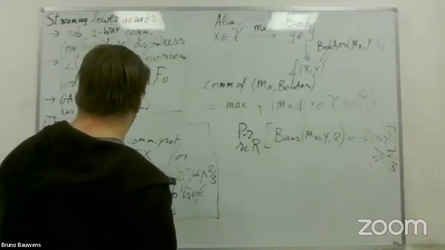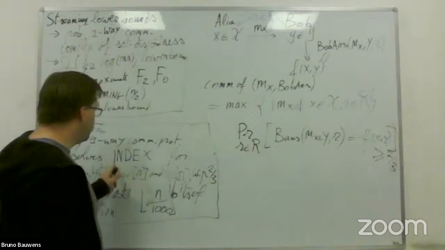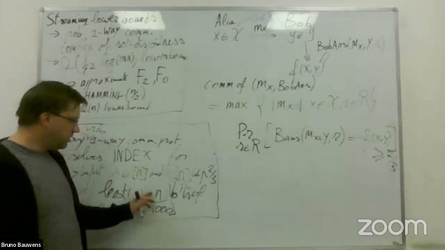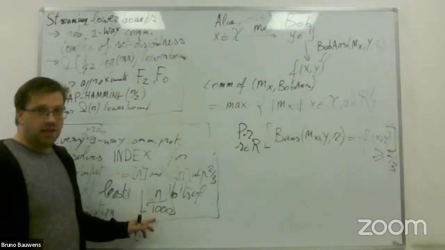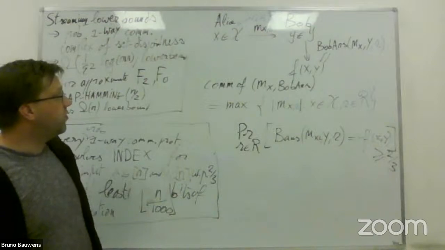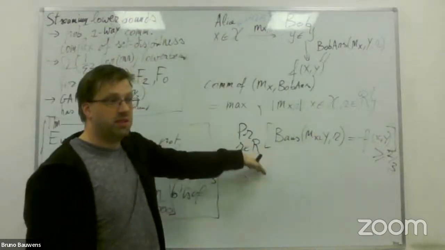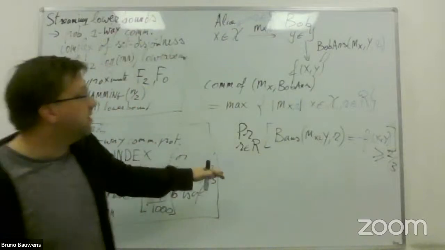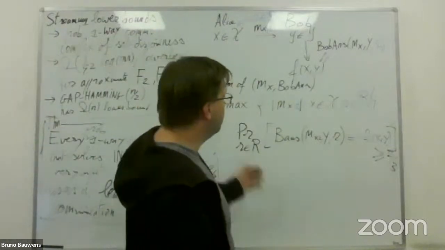So now we will go to our nice proof and prove that the index function cannot be solved with less than n over 1,000 bits. The first step is Yao's theorem. We will move from a probabilistic protocol to a deterministic protocol, but we will do it with a target where we want to be right.